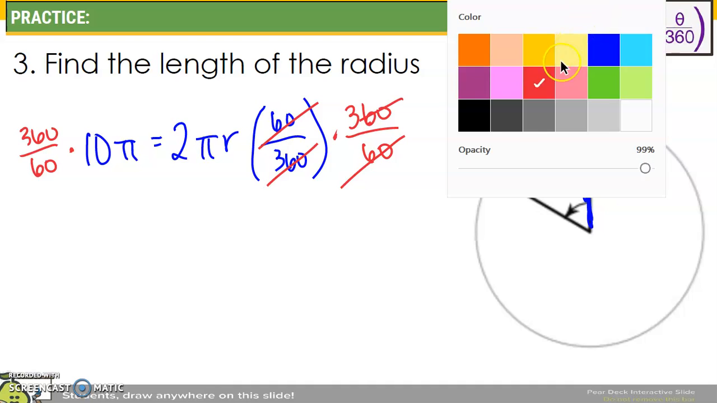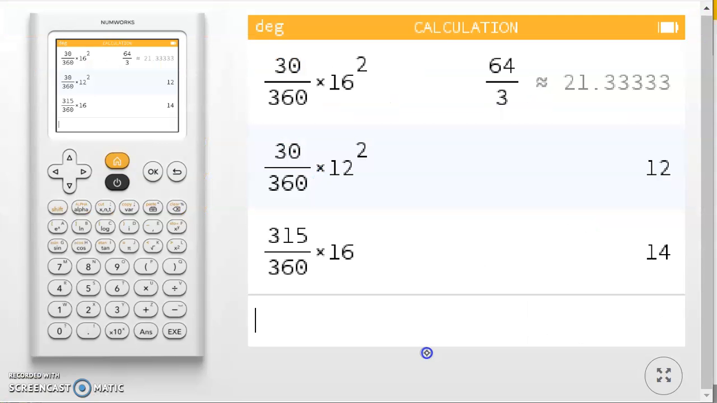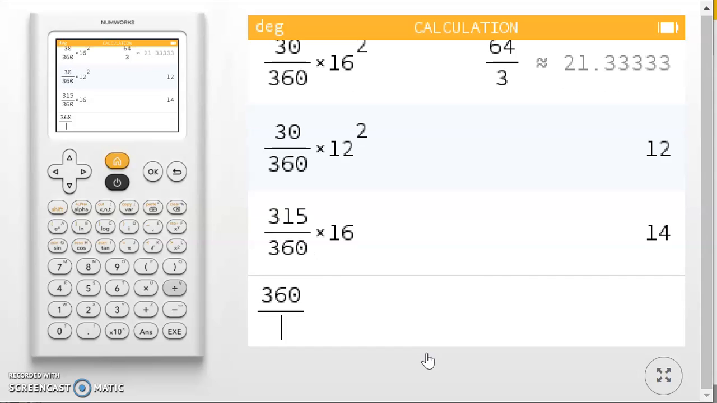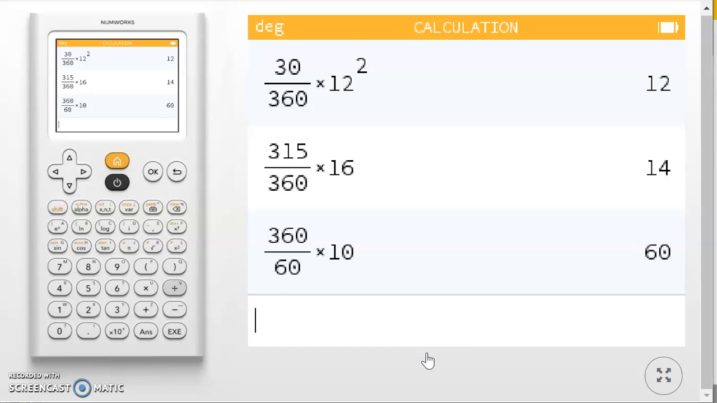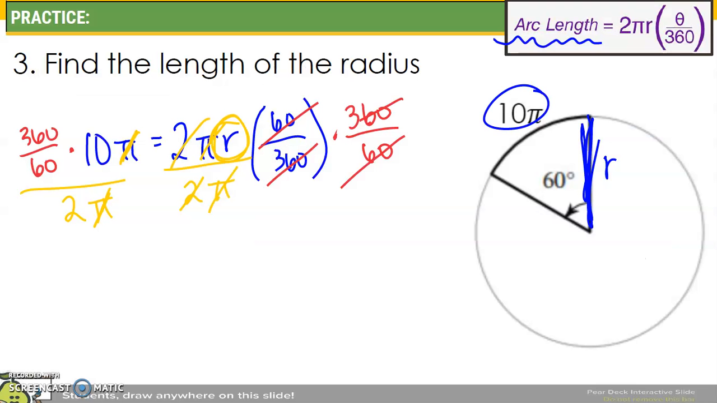So that last piece we need to do is to divide each side by 2 pi. It cancels it out, and we're left with r. So divide by 2 pi here. But notice that I have pi up here and pi down here. Pi over pi, that's going to cancel out as well. So in my calculator, I can do 360 over 60 times 10. Let's do that. 360 over 60 times 10. Enter. And then divide by 2. Because we canceled out the pi's, we're left with 30. So that means our radius is 30.